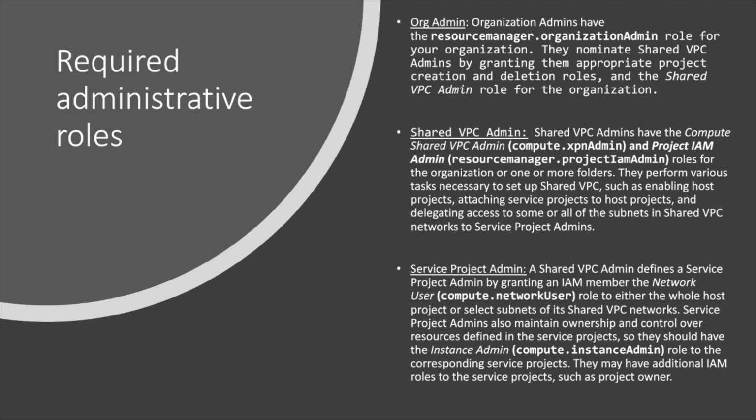Service project admins also maintain ownership and control over resources defined in the service projects, so they have the instance admin role for the corresponding service projects. They may have additional IAM roles for the service project, such as project owner. A service project admin can be defined to have permission to use all subnets, or these permissions can be more restrictive, to use only some subnets in the host project, if the shared VPC admin grants the compute network user role. We've already seen that here, this particular line says that.